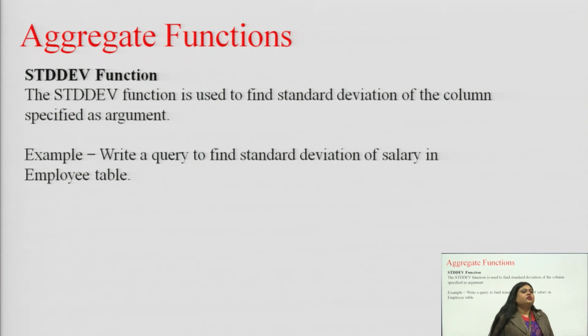So, basically what do we do in the standard deviation function? Standard deviation is used to find the standard deviation of the column which is specified as the argument, right. If we need to find out the standard deviation of any particular attribute, like the salary of the employees, or the standard deviation in the result of the students, we can use the standard deviation function.